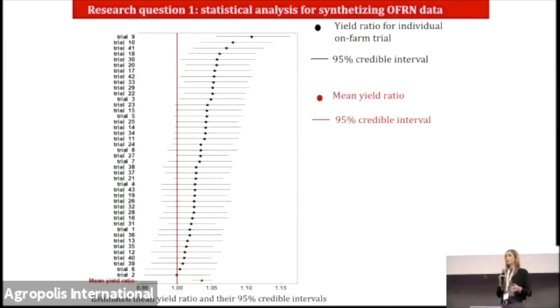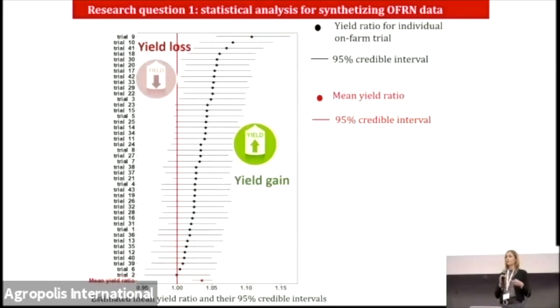And that's the main output of the random effect model. So I will just explain step by step. On the x-axis, we have the yield ratio. If it's higher than 1, we have a yield gain using the treatment of interest. If it's lower than 1, we have a yield loss.